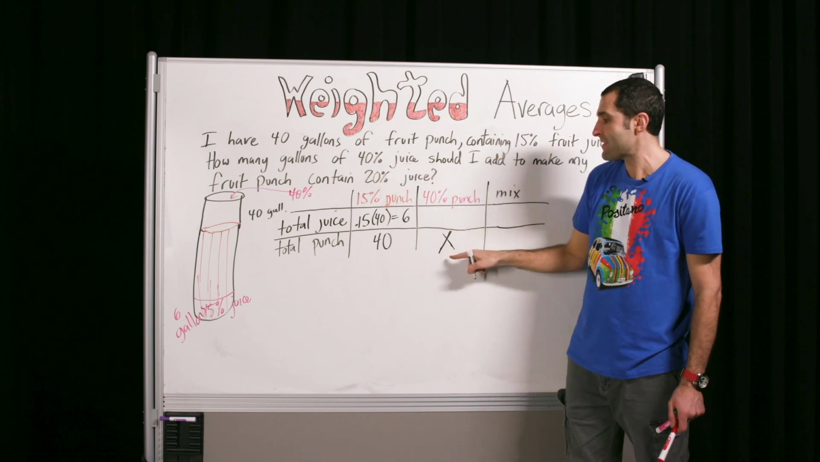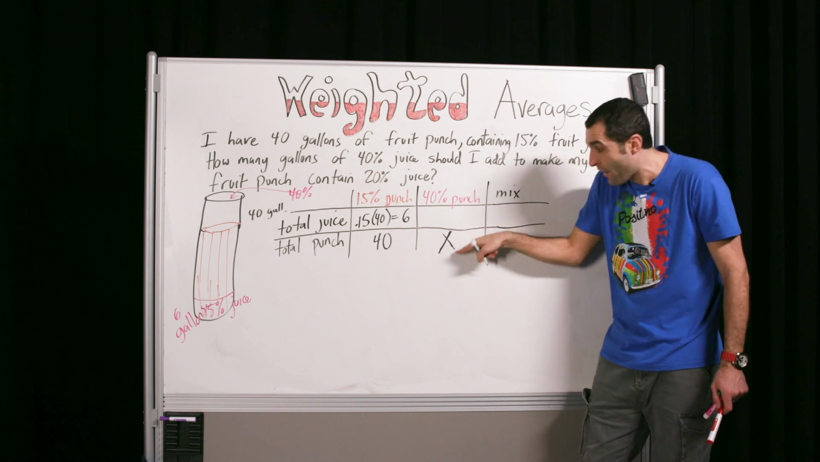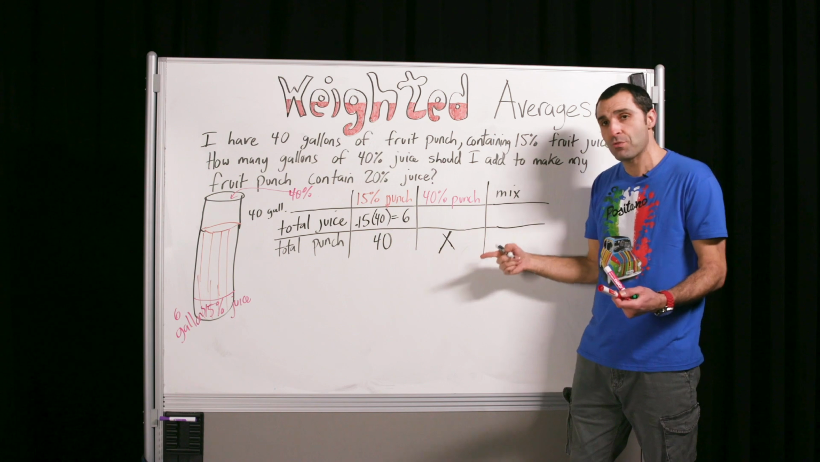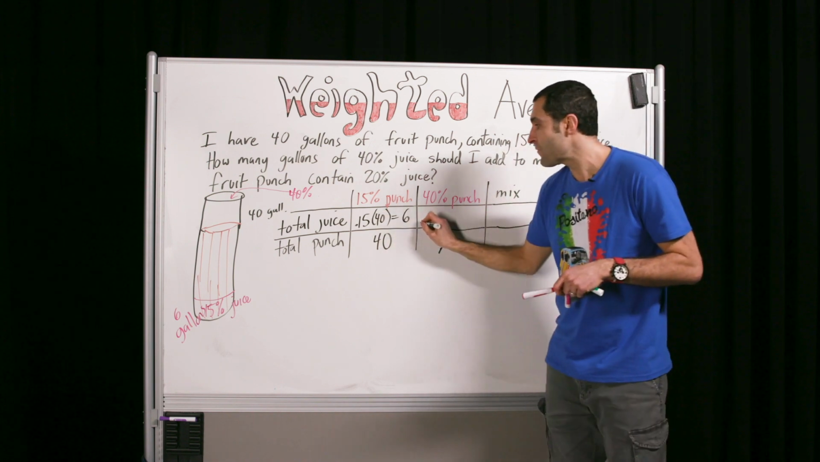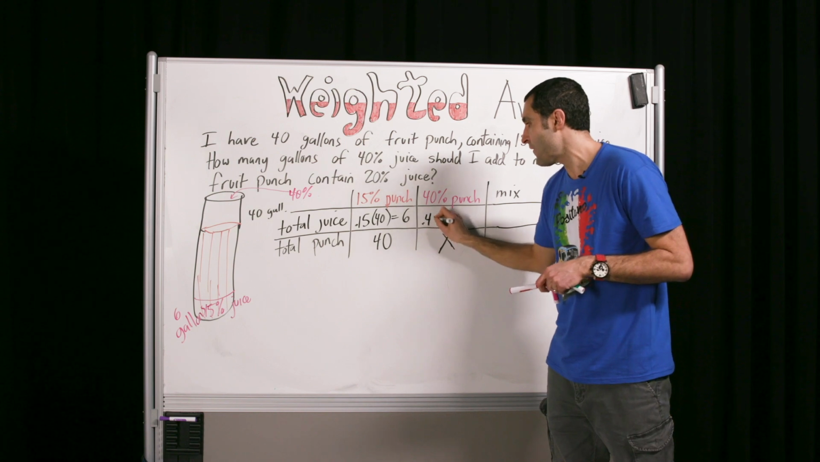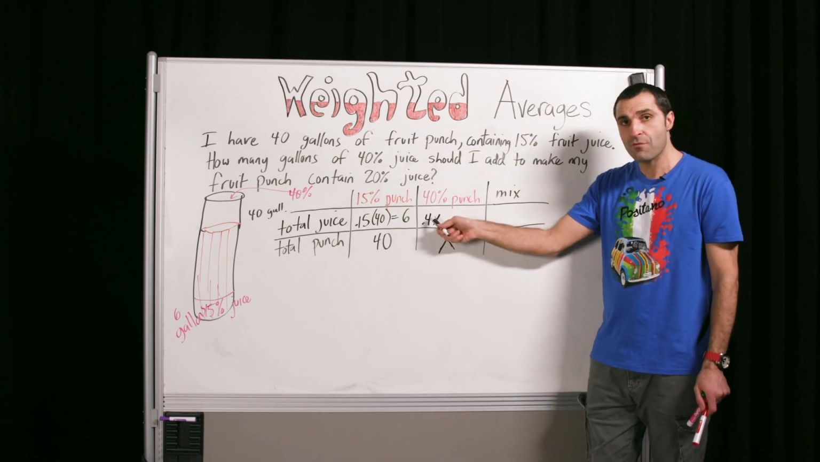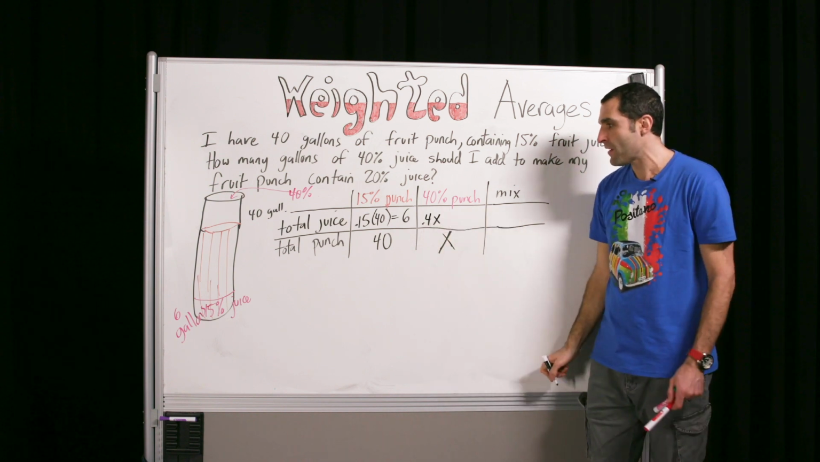However, we do know how much of it is juice. We know that in this X amount of total punch that we're adding in, 40% of the gallons is actual juice. So just like we did over here, we're going to do 40%, 0.4 of X. Whatever this is, 40%. We don't know what it is, but that's okay. You can still multiply them.